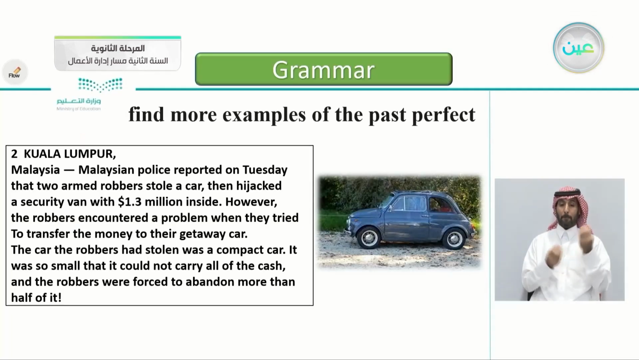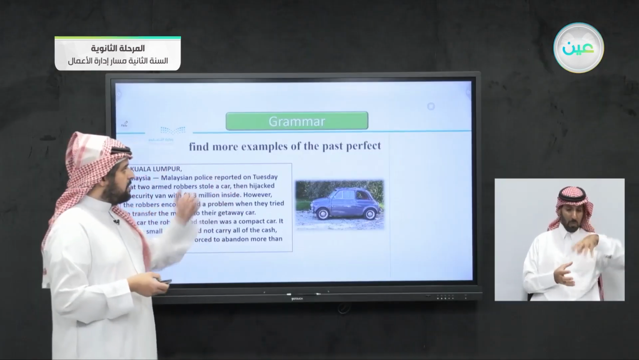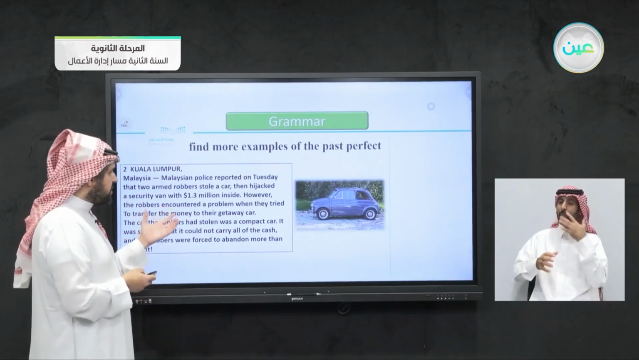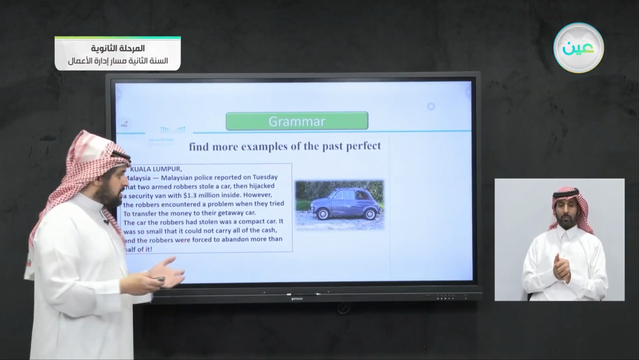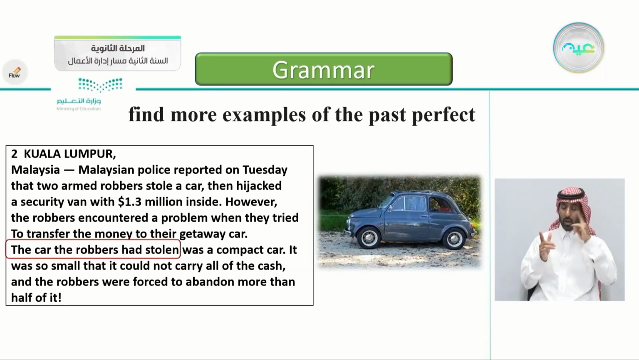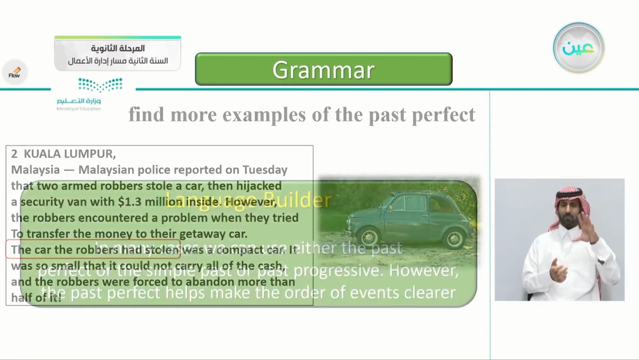Find more examples of the past perfect. If you remember this article, in Malaysia, the people who stole 1.3 million and tried to escape with it in the small car but couldn't. So try to find the past perfect here in this article. Yes, it's very obvious. The car the robbers had stolen was a compact car.